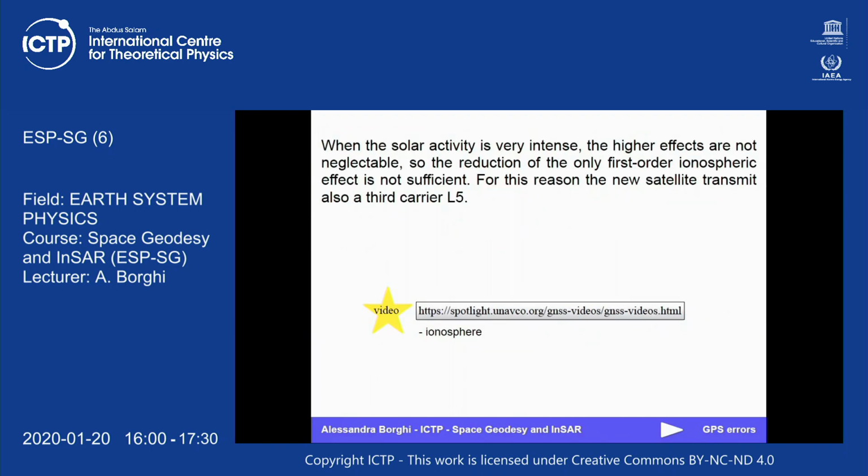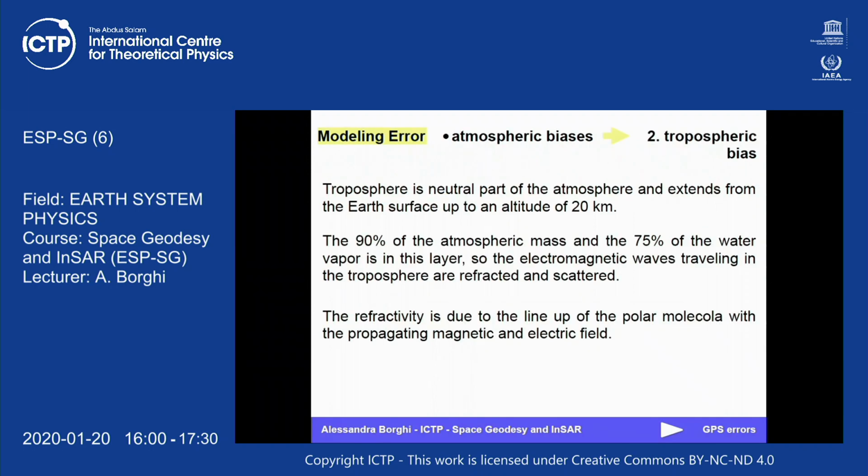Okay, this is for the ionosphere. For the troposphere, we have seen that I put 19% of the atmospheric mass in the tropospheric layer. We have seen that the tropospheric layer is a lower layer with respect to the Earth's surface, of about 20 kilometers of altitude. We have 19% of atmospheric mass, but part of this mass is due to the water vapor present in this layer.